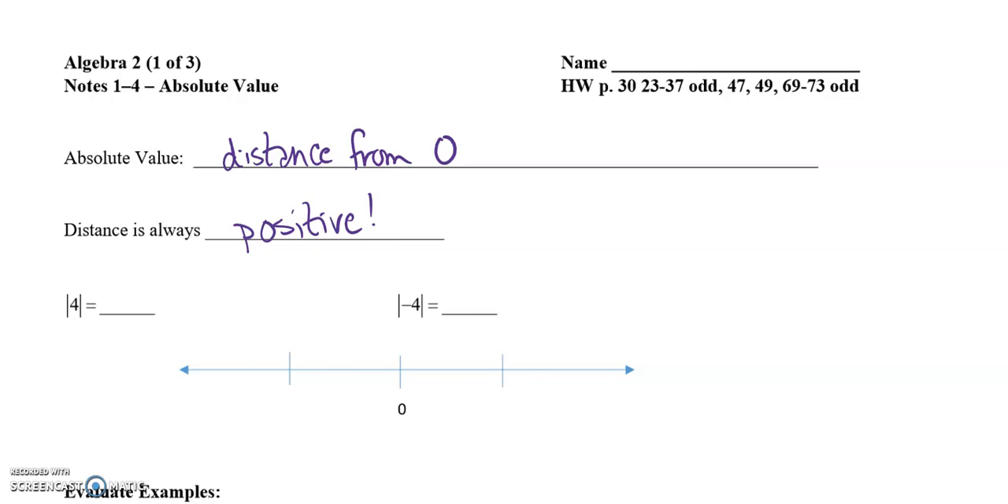What is the absolute value of 4? It's a positive 4. What's the absolute value of negative 4? It is also a positive 4. And if we think about that on a number line, here's negative 4, here's positive 4. What's this distance? It's 4. And what's this distance? It's also 4.